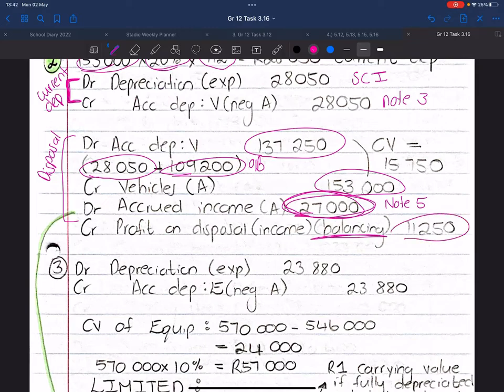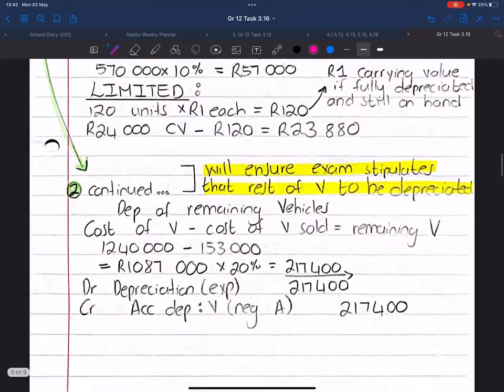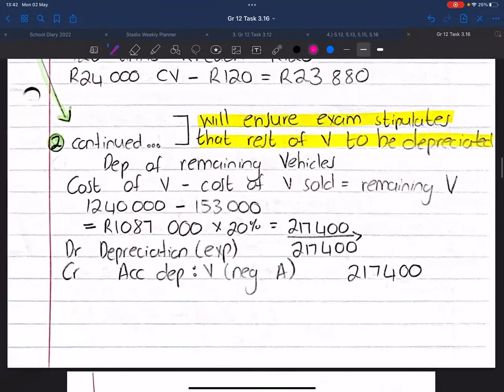But we've made a profit on disposal because our carrying value on date of disposal, and that's the amount that goes under note number 3, that line item that says disposals at carrying value. So the carrying value is 15,000 and we sold it for 27,000, so we made a big profit. So we have profit on disposal, which is an income, which goes in your statement of comprehensive income under operating income.